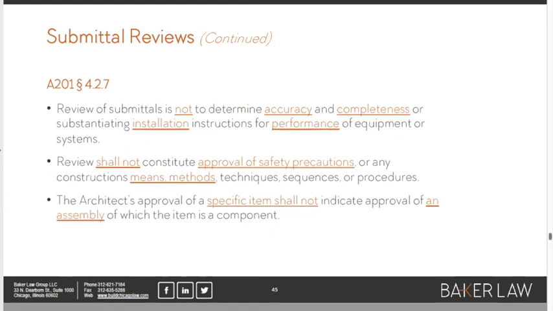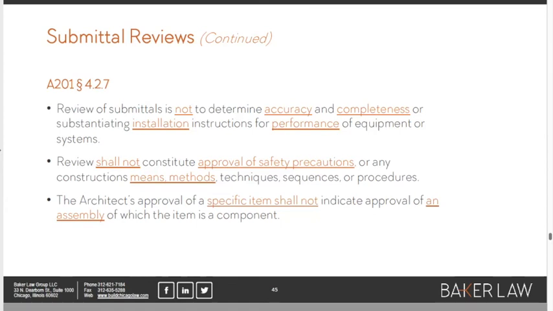And again, there's a bunch of limiting language here that recognizes that the architect is not the guarantor of perfect construction. We talked about this with site observations and the loose language, like "in general" and that sort of thing. This is the same kind of idea, because architects don't review submittals to determine the accuracy and completeness or substantiating installation instructions or for the performance of equipment.